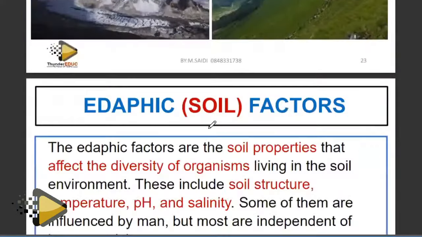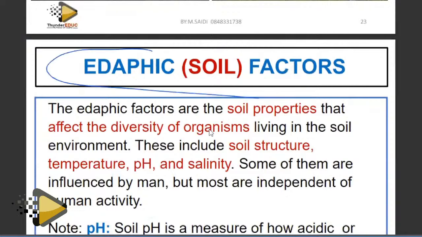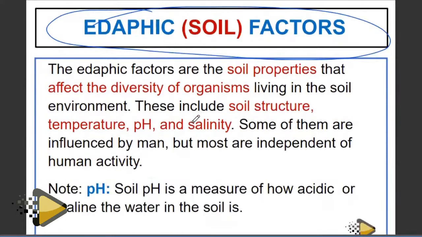We also like this, because we have food chains and food webs. Then edaphic factors means soil factors, some of the soil factors.